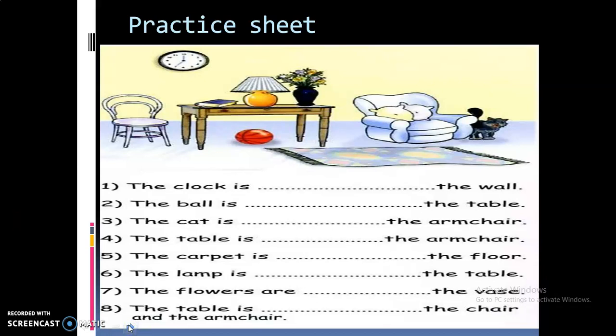And I have given a practice sheet here. So just look at the picture and fill the blank. Fill all these blanks. The clock is, so where is the clock? You can look at the picture and fill the blanks. Okay, the clock is dash the wall. So where is the clock? You have to fill this blank. The ball is dash the table.